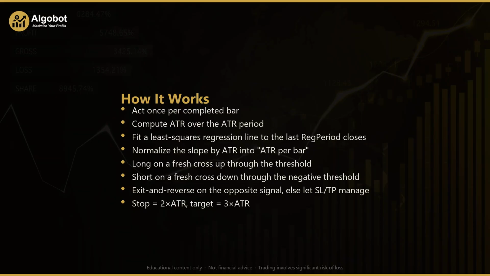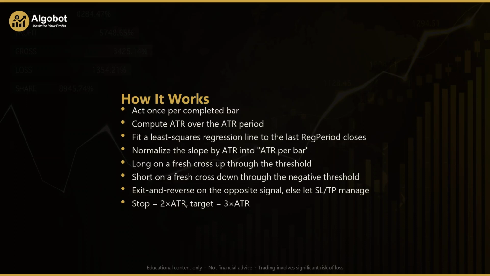First, the expert advisor works on completed bars only. It checks for a new bar and ignores everything in between, so all of its decisions are made on finished candles rather than on noisy intrabar movement. On each new bar, it calculates the average true range over the ATR period, which is 14 by default. This is the volatility yardstick for everything that follows.